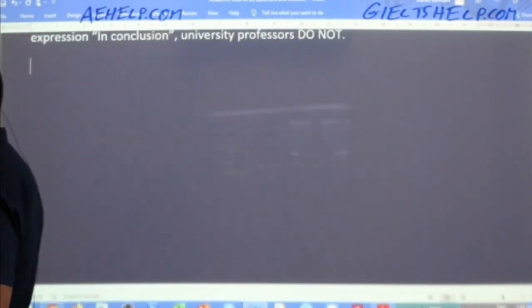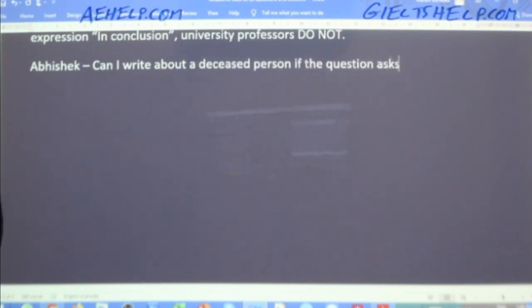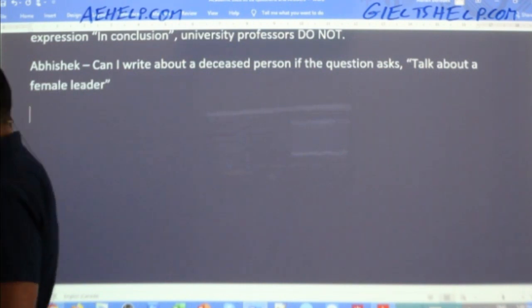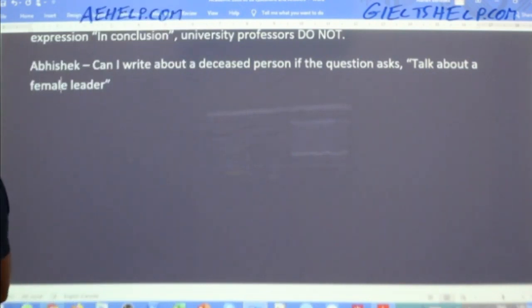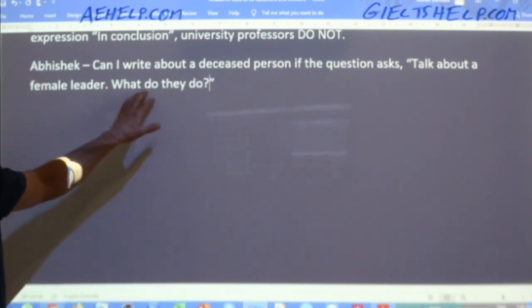If the statement, Abhishek, okay, so can I write about a deceased person if the question asks, talk about a female leader, okay? So pay attention to the whole card, Abhishek, because if the follow-up question is, what do they do, okay? Then you have to talk about someone who is alive right now, okay?